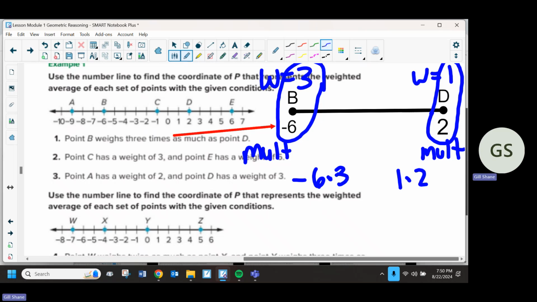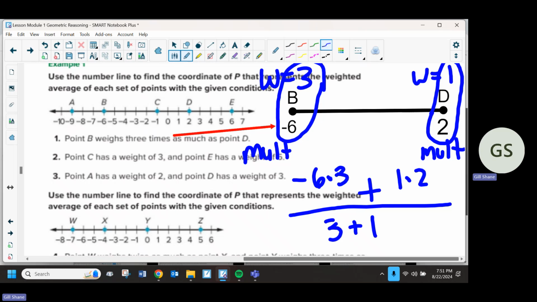Now we said, all right, well, I'm going to take those two values, and just to save space, I'm not going to work it out one step at a time, but I'm going to take that value, which is -18. -6 times 3 is -18. 1 times 2 is 2. And I'm going to add those together. And then I'm going to divide. So that was like step 3, is adding those two together. And then the last step is to add all of the weights together. In this case, just 3 plus 1.